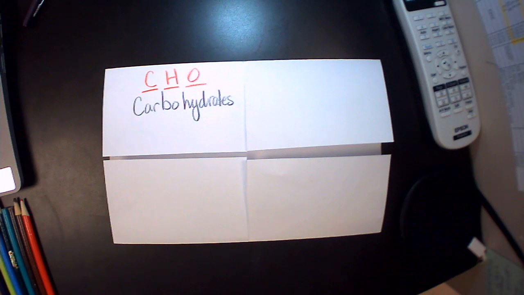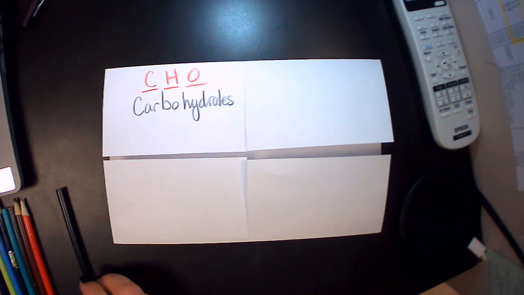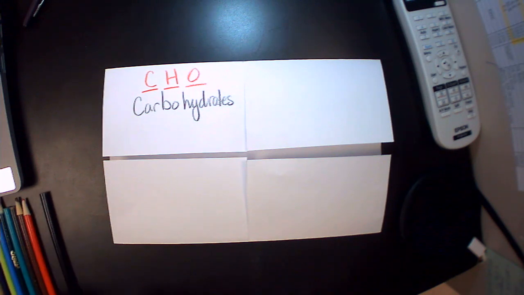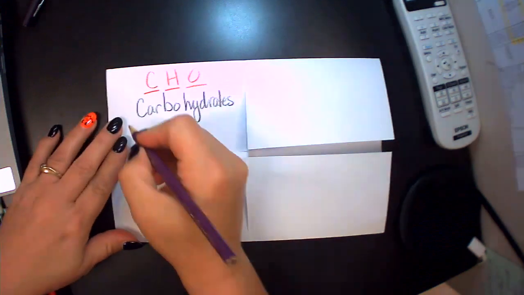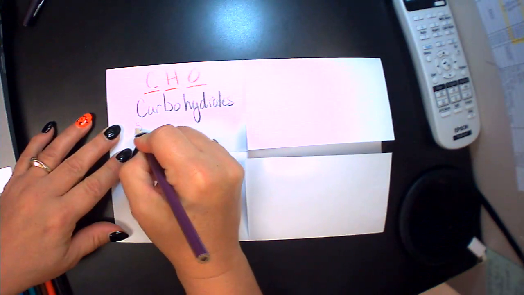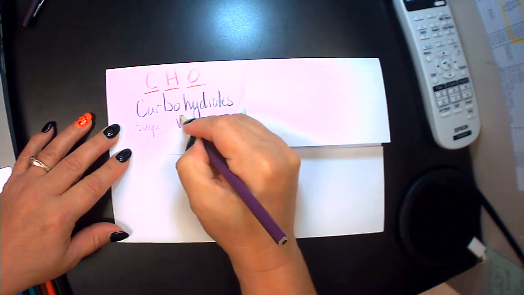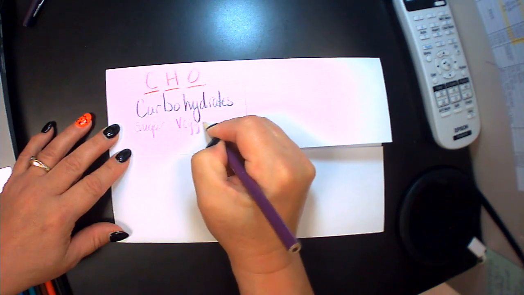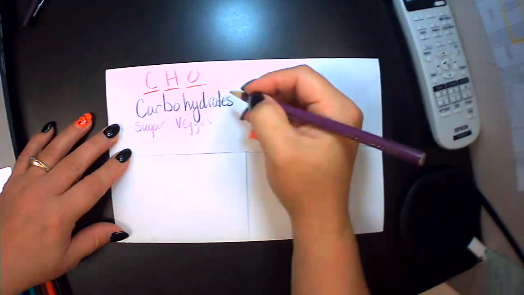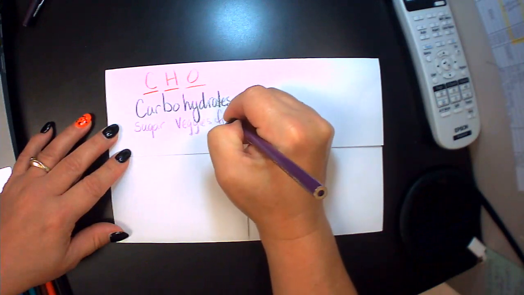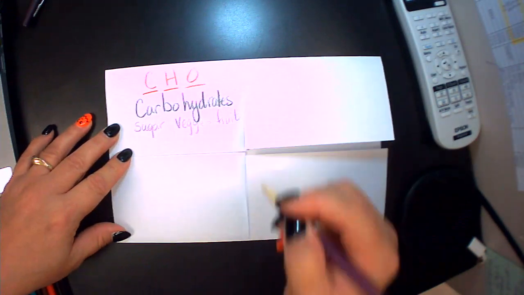So, examples of carbohydrate include sugar, vegetables. I'm going to write veggies, and fruits. Those are all.